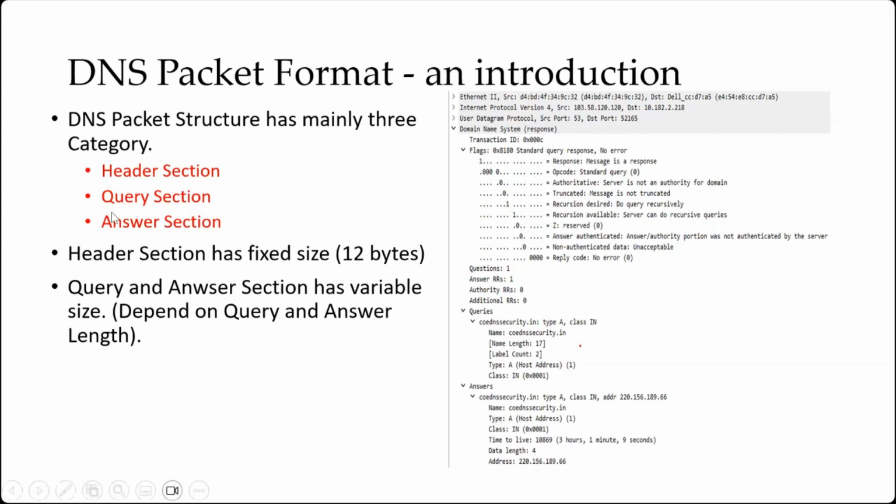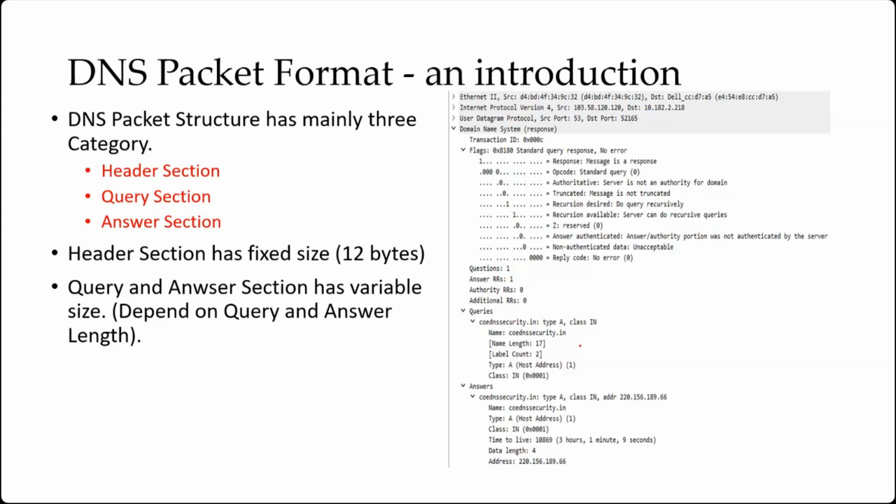Next is the query section. In the query section, 3 fields are there. The first one is the name field, the second one is the type field, and the third one is the class field. The name field is variable in size, means it depends on the query size, like www and so on. It is not a fixed size. But the type and class fields have 2 bytes each.